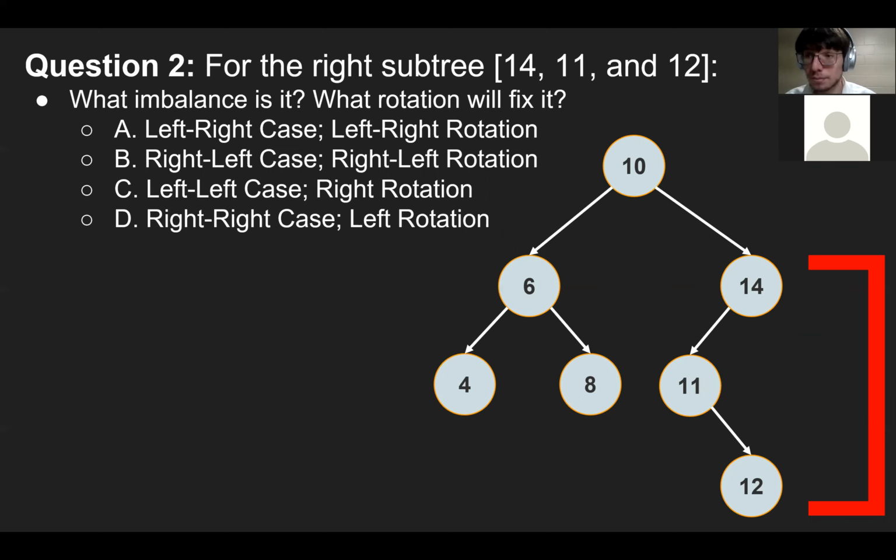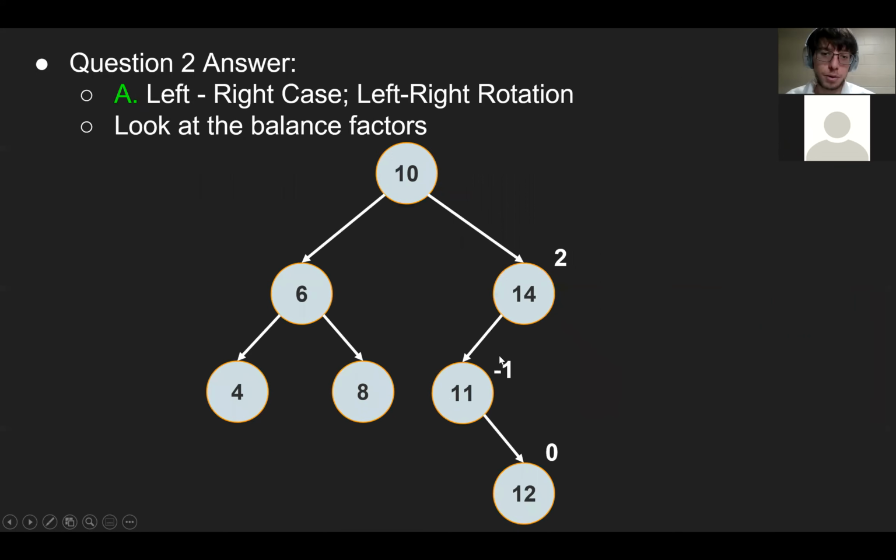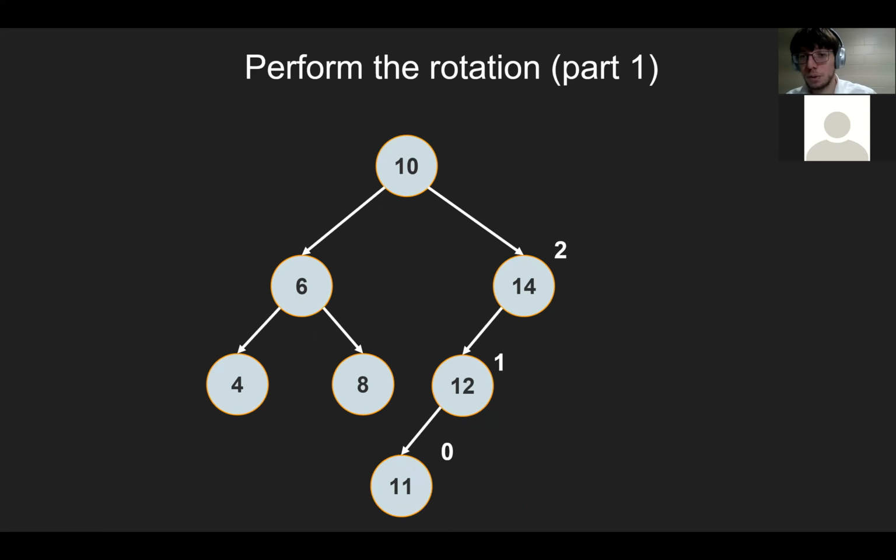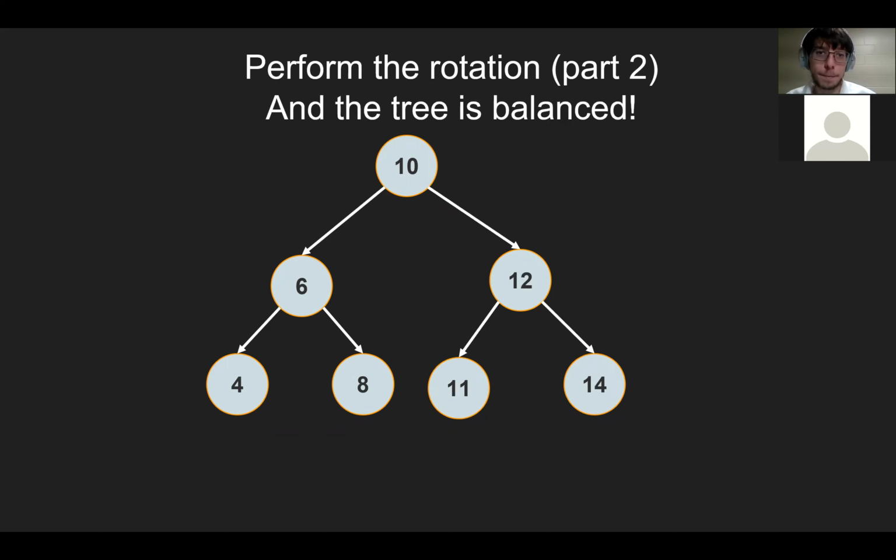Left-right, and left-right. Yeah, absolutely, that's exactly it. So at 14, we go left and go right, and the way we fix left-right is a left-right rotation. Awesome. And again, if you know this based on balance factors, that's also okay: 2, negative 1, 0 tells us this is a left-right case. And we perform the rotation. The first part of the rotation is moving the 12 up and the 11 down, so we do a left rotation about 11. And then we do a right rotation about 14. And then we have a balanced tree.